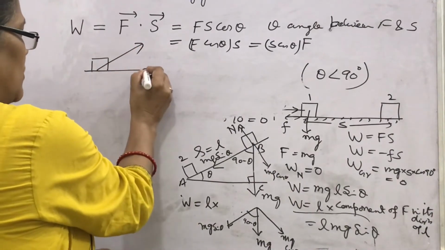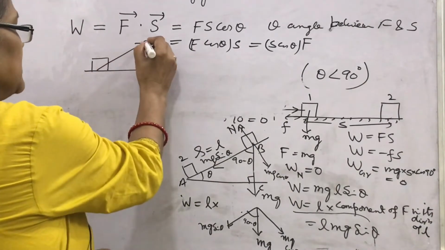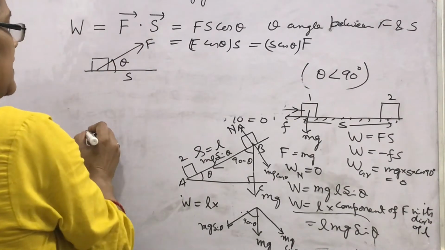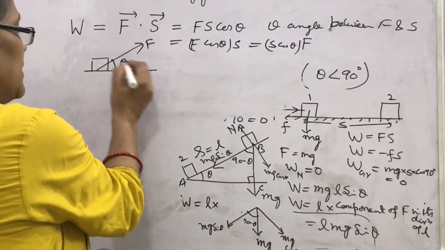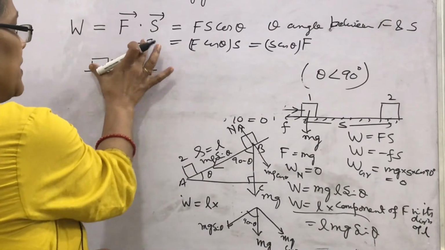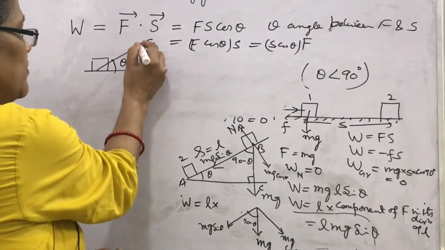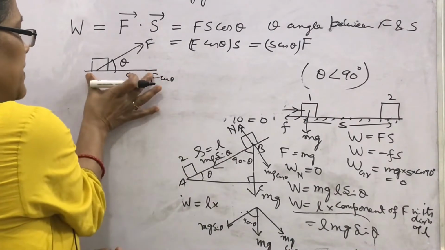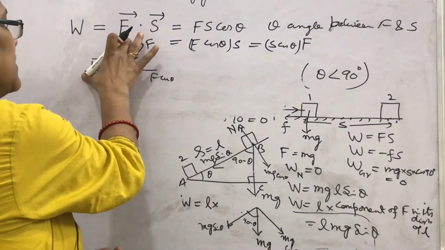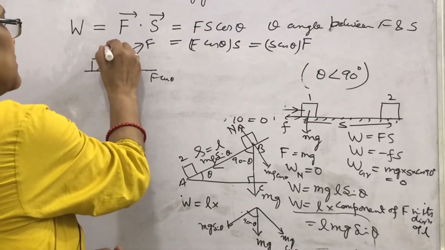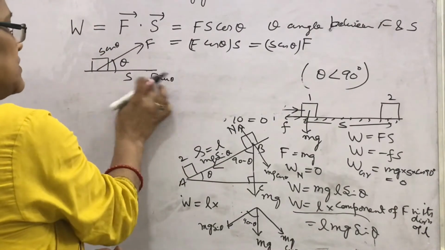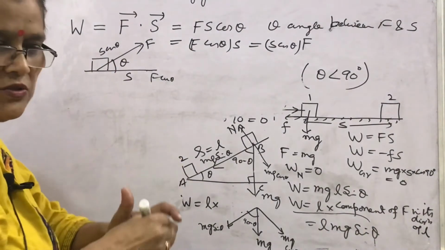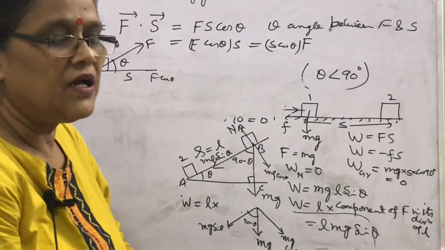It can also be shown for an object placed on a plane. If the object is placed here, this is the F and this is the displacement, this is the angle theta, then what will be the work done here? You take the component of F in this direction, which is F cos theta. Or you take the component of S in this direction, which is S cos theta. So F S cos theta, in this way you can find it. So this is the work.